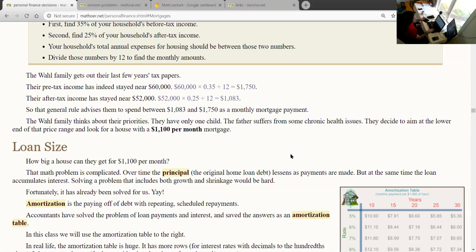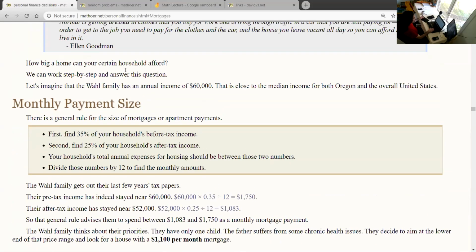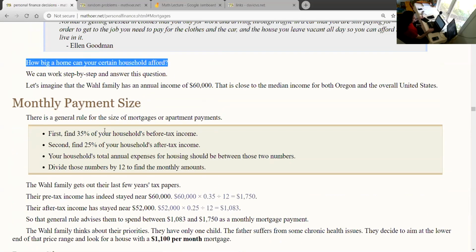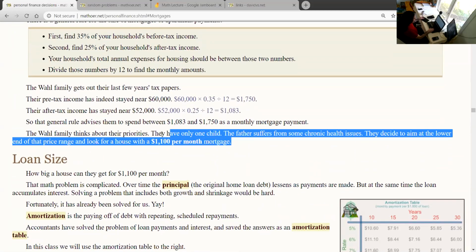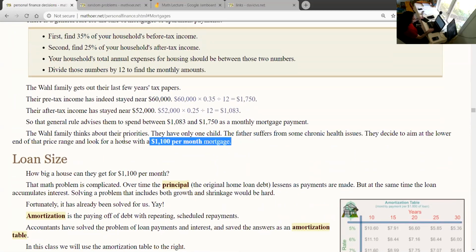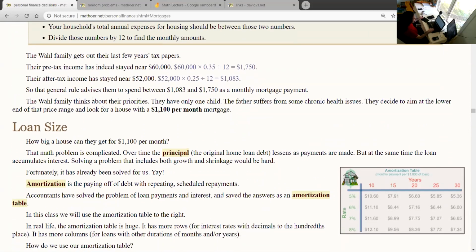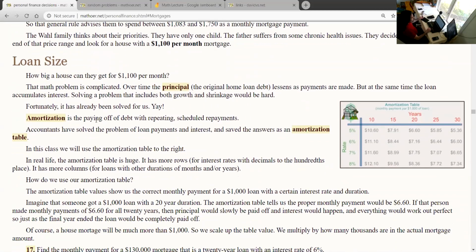So they think about their priorities and they decide they're going to aim for the lower range. So let's aim for about 1,100 per month. So we've gotten partway there. We started by asking how big a house can they afford, and we figured out what their monthly payment will be based on their before and after tax income. So how big a house can they get for that much?